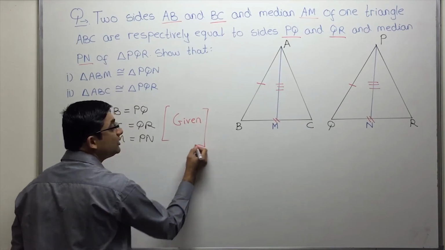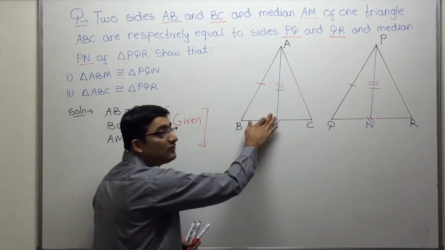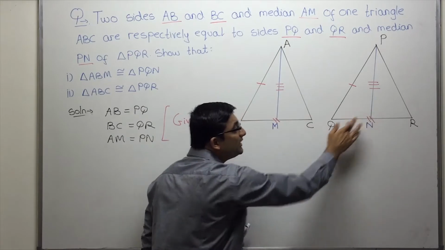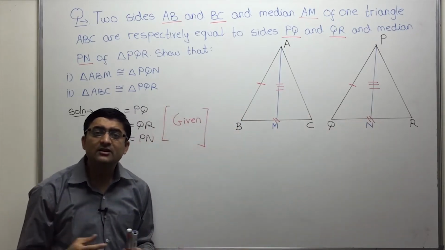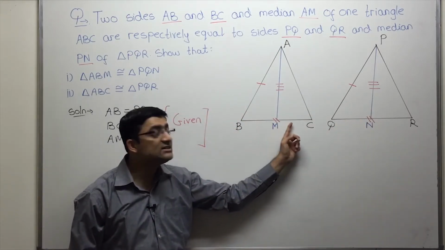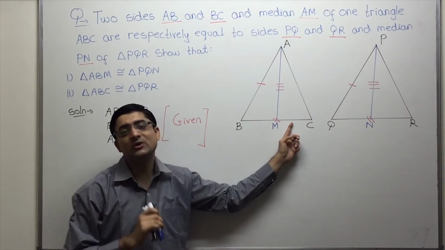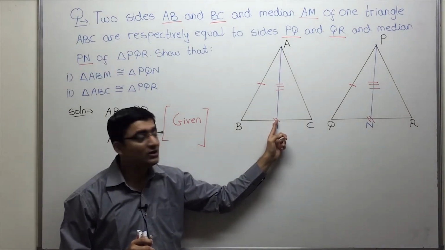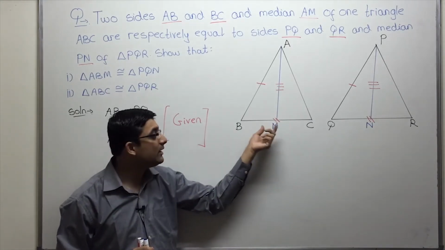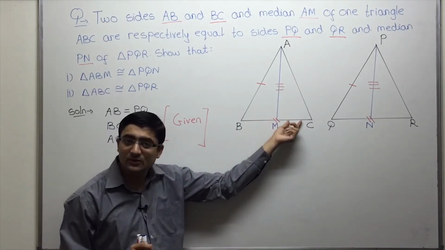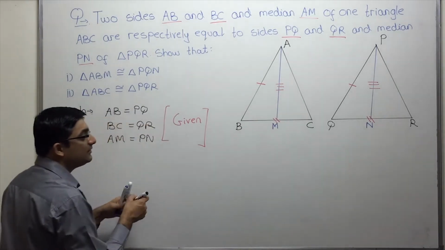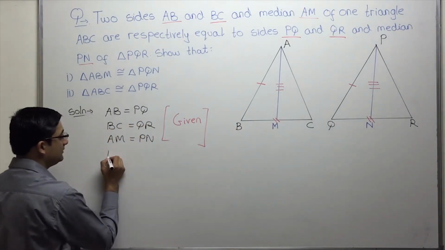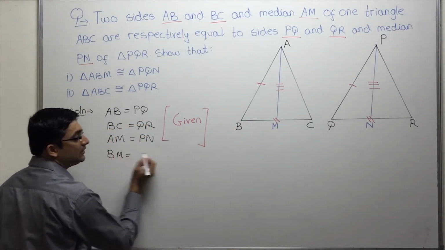Now, what else is given to us? We are given that AM over here is a median. Similarly, PN is a median. So what does a median do? A median divides the side on which it falls in two equal parts. I repeat, what does a median do? See, this over here is the midpoint. So median divides this side into two equal parts. That means BM is equal to MC. So I'll write over here, BM is equal to MC.